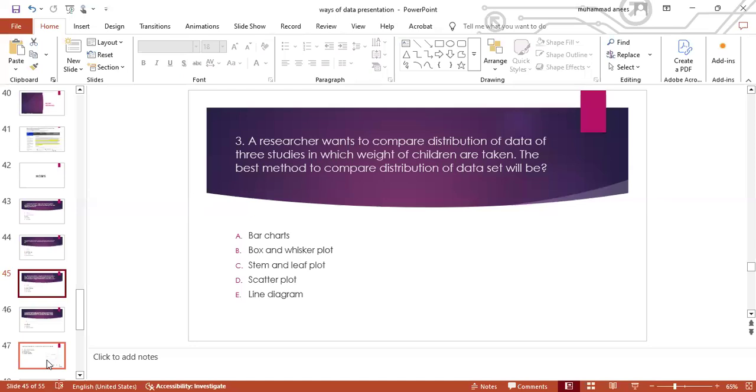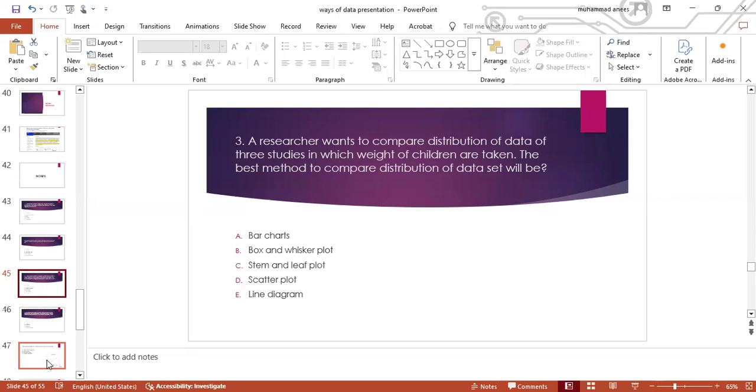3, a researcher wants to compare distribution of data of 3 studies in which weight of the children are taken. The best method to compare distribution of data set will be A, bar charts, B, box and whisker plot, C, stem and leaf plot, D, scatter plot, E, line diagram.